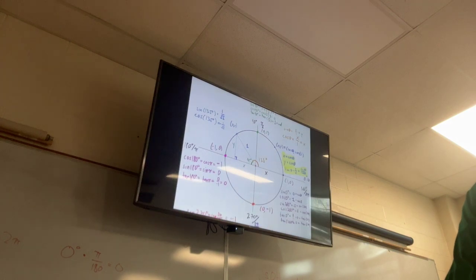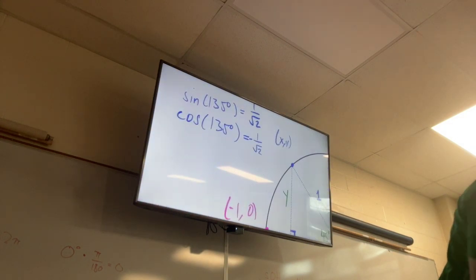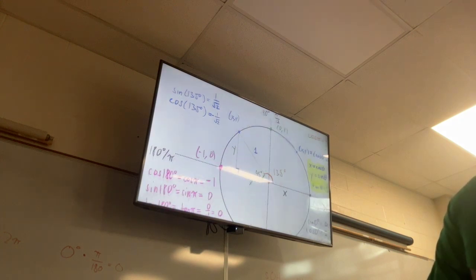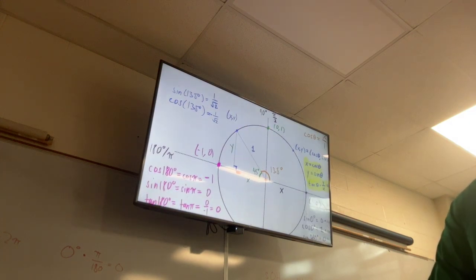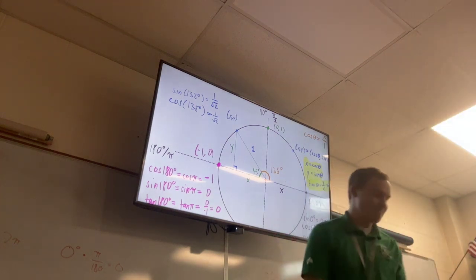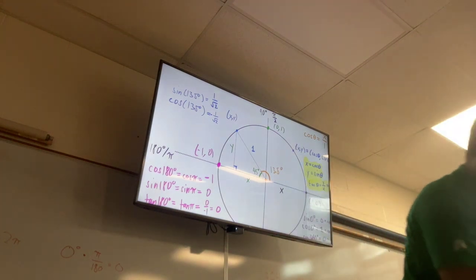Wait, why is it negative? It's going to be negative because an angle's cosine is always equal to its x-coordinate, and all the points that are to the left of the origin have negative x values. Yeah.